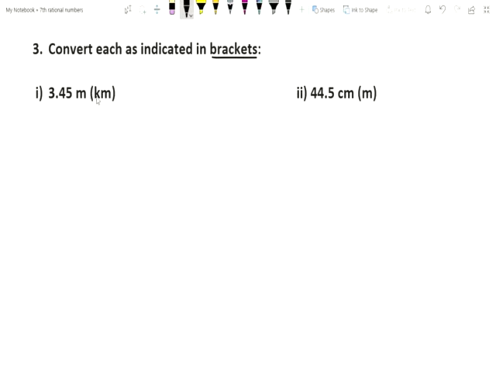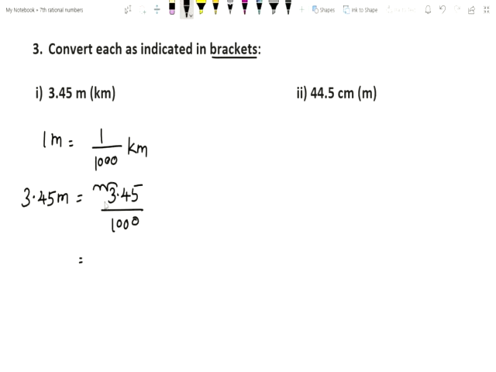So you know very well, meter to kilometer, just now we saw that. So 1 meter equal to 1 by 1000 kilometer. So 3.45 meter equal to 3.45 by 1000. So dividing by 1000, the decimal place will move 3 places to the left. So 1, 2, 3. Here there is nothing, so you can put 0 here. So 0.00345 kilometer.